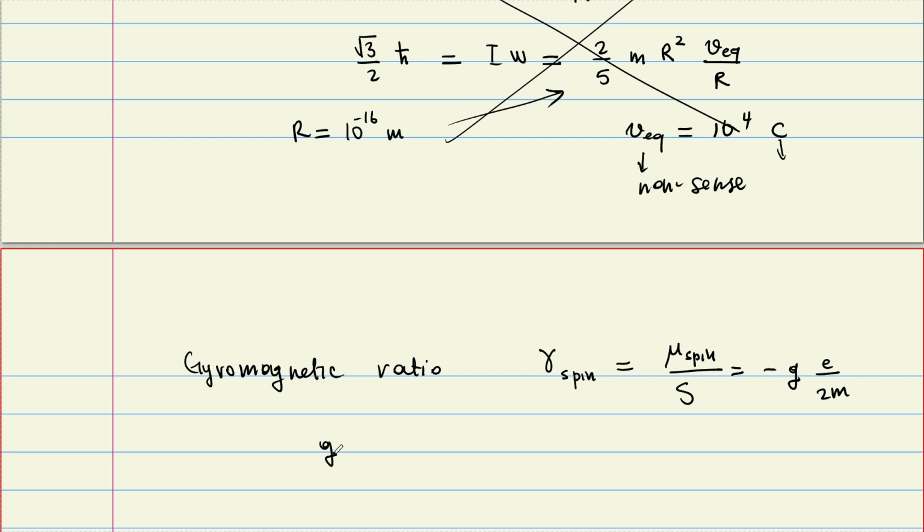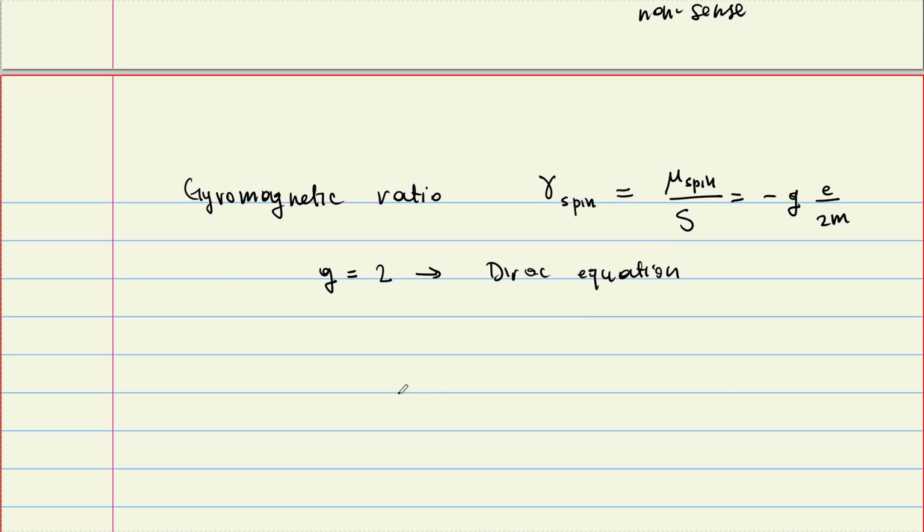This g can be predicted. For example, you can do quantum mechanics relativistically, and the Schrödinger equation turns into the Dirac equation, and the Dirac equation predicts g to be equal to 2. So this is coming from Dirac, and exactly 2, 2.0000. That's right, from the Dirac equation. However, the exact g is not exactly 2. So there's a difference.